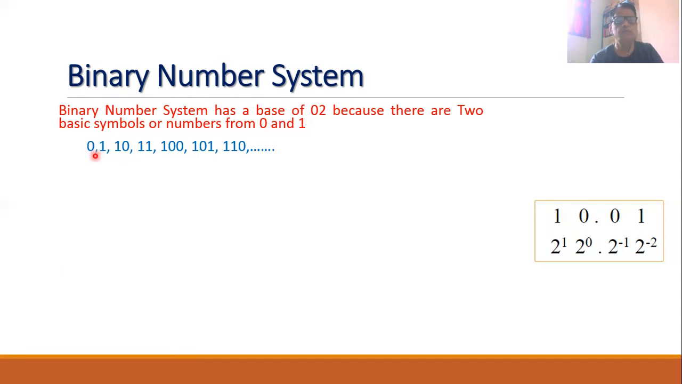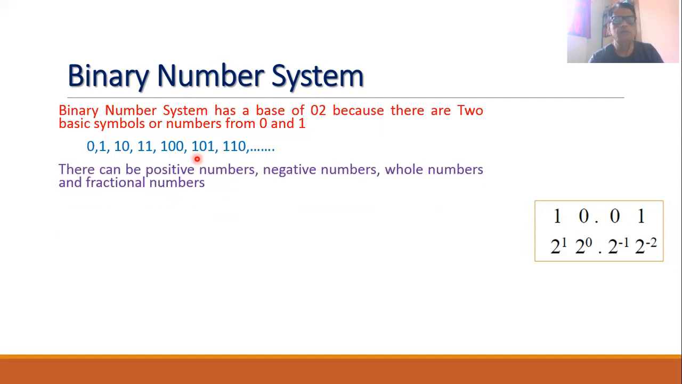The first number is 0, the second number is 1, then the basic symbols are over, and therefore the third number can be written as 10, that is by making the combination of 1 and 0. Then 11, then 100, then 101. And in this way, you can write infinite numbers in the binary number system. Like the decimal number system, in binary number system also, numbers can be positive, negative, whole numbers, and fractional numbers.